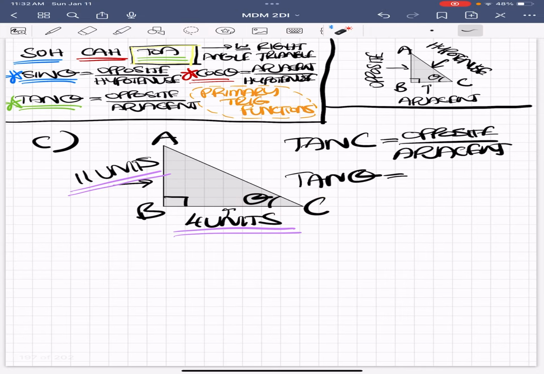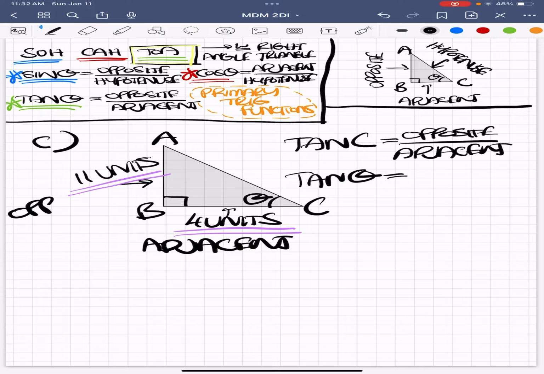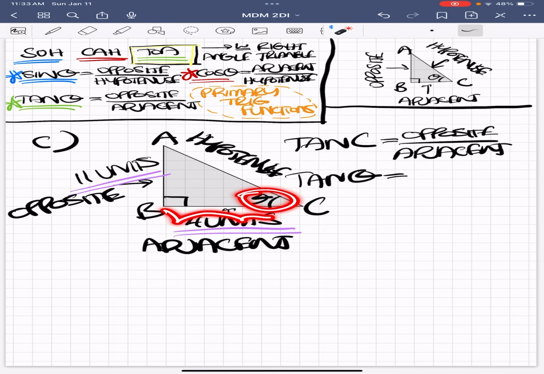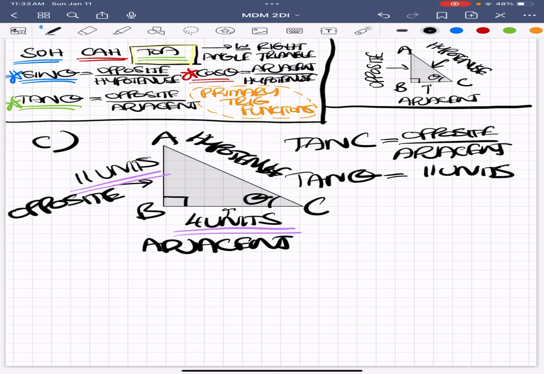So this would be adjacent. This would be opposite. And this would be hypotenuse. So we have tan theta. We're going to input the values of opposite and adjacent. So you can see here, this is our adjacent value, and this is our opposite value. So we have our opposite value, which is 11 units. Then we have 4 units.